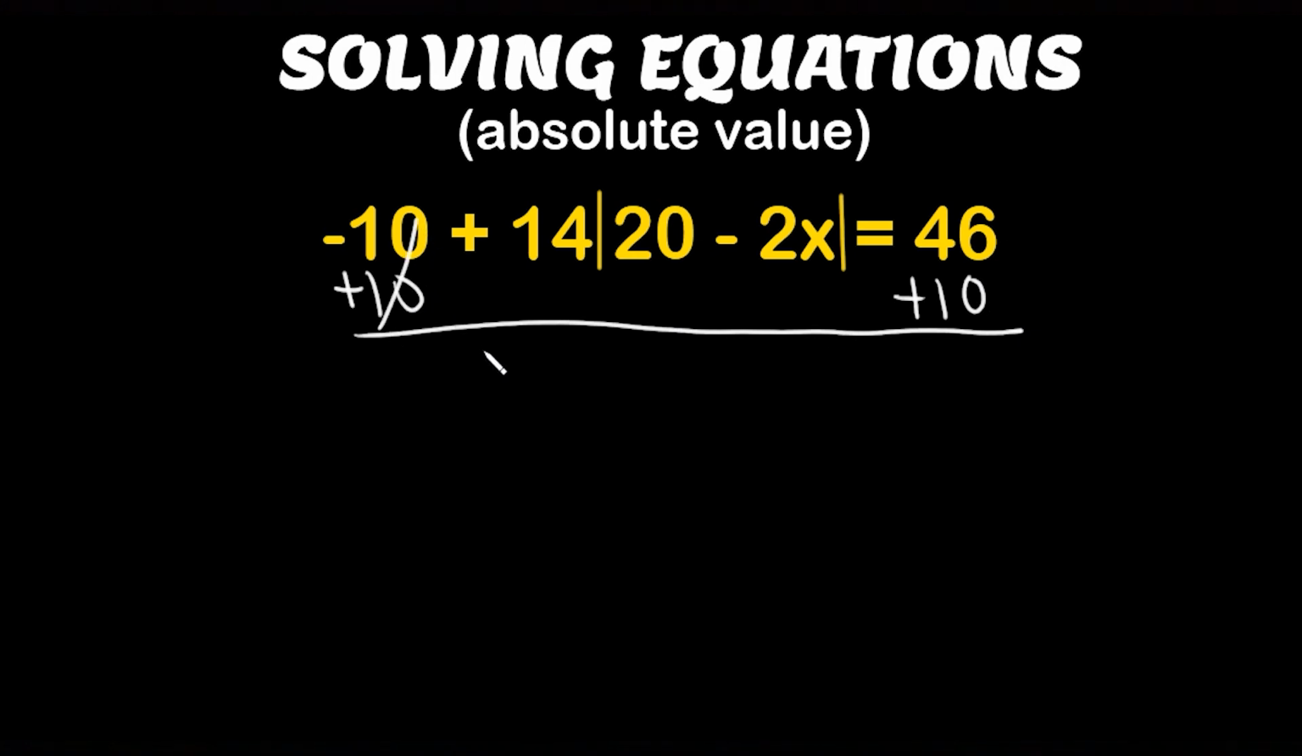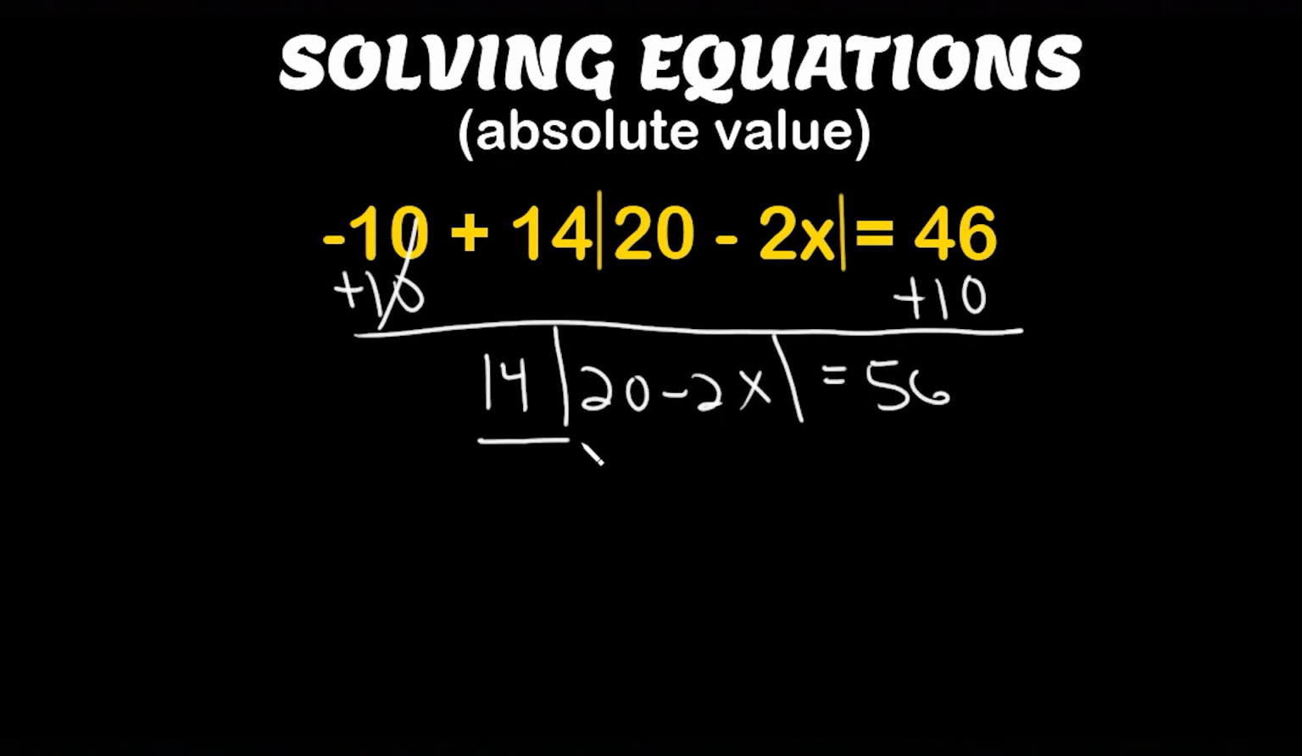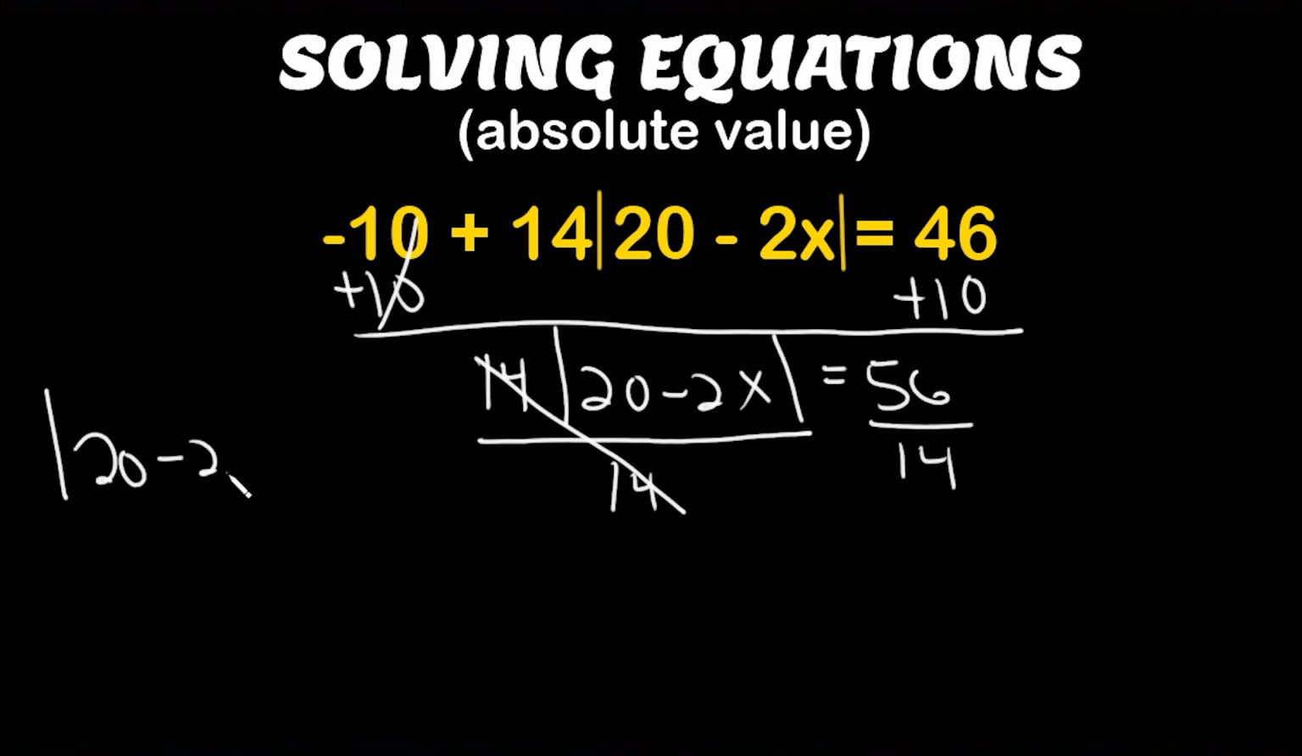And this will cancel. So now I have 14 times the absolute value of 20 minus 2x equal to 46 plus 10 will give me 56. So now I have to divide both sides by 14, right? And then we'll be ready to go. So this will cancel. Divide by 14 here. So 56 divided by 14, that is going to give you 4. So we're going to be left with the absolute value of 20 minus 2x equal to 4.